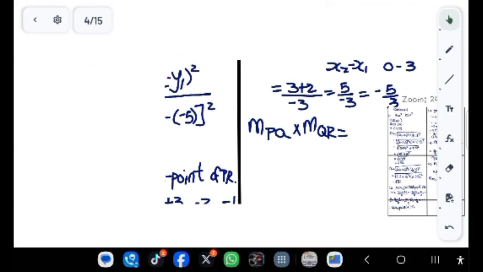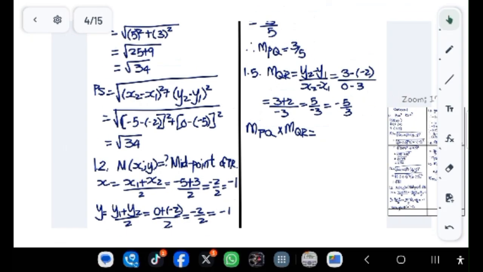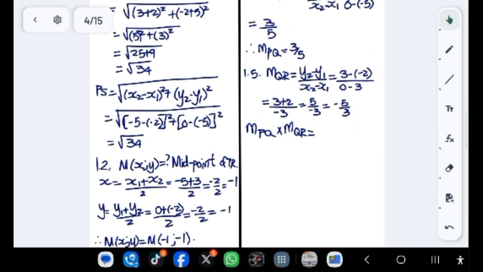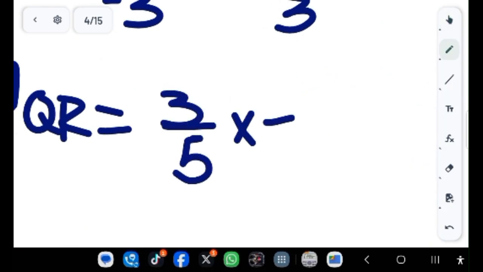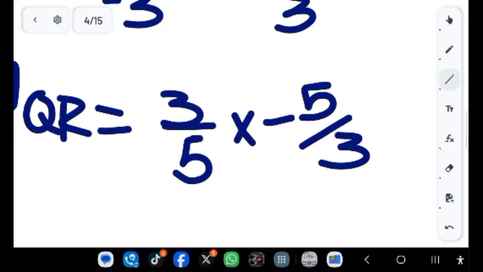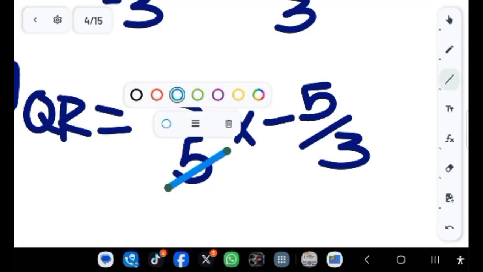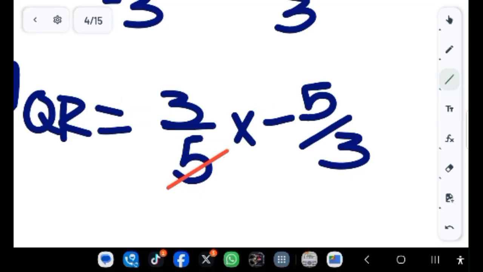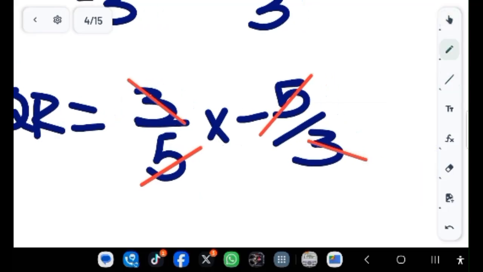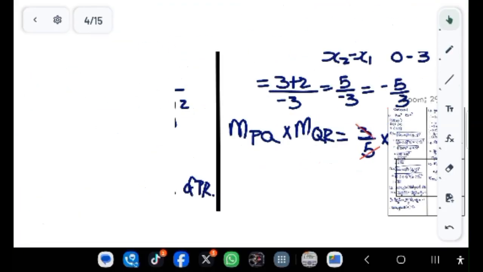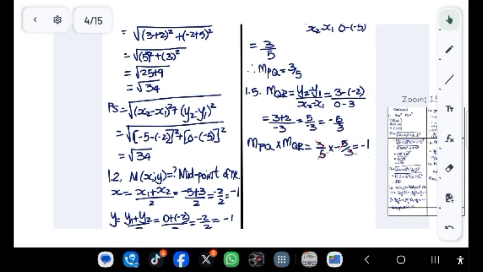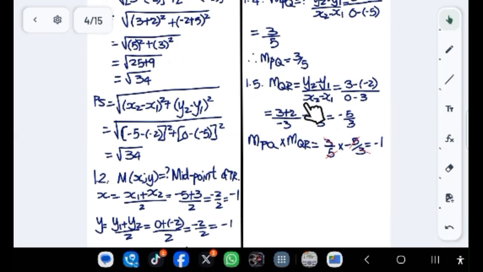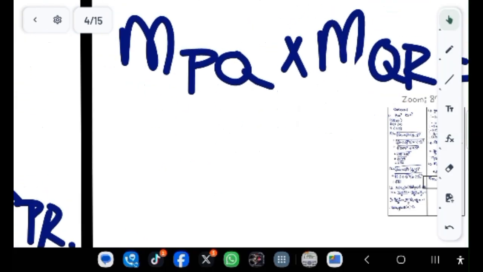The gradient of PQ is 3 over 5. The gradient of QR is negative 5 over 3. So that's 3 over 5 times negative 5 over 3. The 5's cancel out, and the 3's also cancel out. That leaves you with negative 1. If the gradients of two lines multiply to negative 1, that means that the lines are perpendicular. Therefore, PQ is perpendicular to QR.